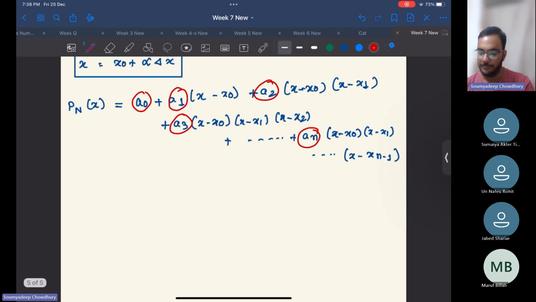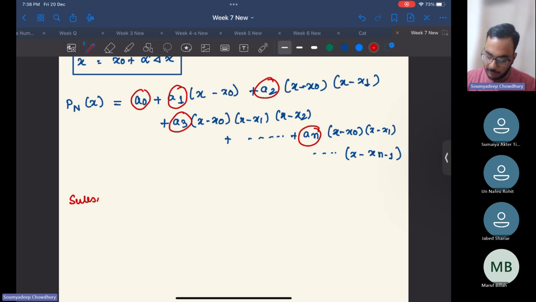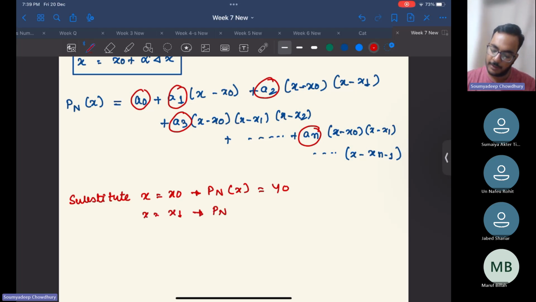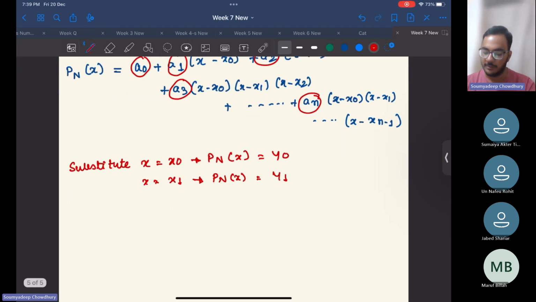You know that at the value of x naught, your value of y is y naught. Similarly, at the value of x1, your value is y1. So we'll use that here. You substitute in this equation x equals to x naught. If you substitute x equals to x naught, the value of your polynomial Pn of x is equal to y naught. Similarly, at x equal to x1, your Pn of x is y1. So first, we substitute x equals to x naught. Your left hand side is y naught.